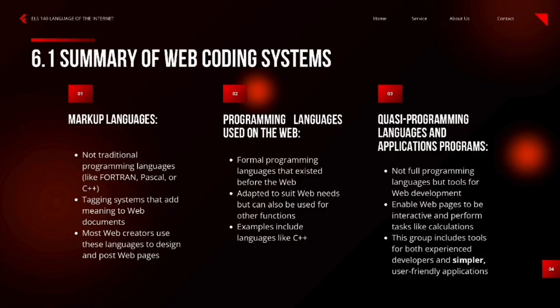Third is the quasi programming languages and application programs. So they make websites interactive. These are not full programming languages, but they help developers add special features to web pages. They allow websites to have animations, forms, and other interactive elements without needing advanced coding. So, some common tools in this category include JavaScript, which adds interactivity like pop up alerts, image slideshows, and form validation. Another is WordPress and Wix, drag and drop website builders that let people create websites without coding.